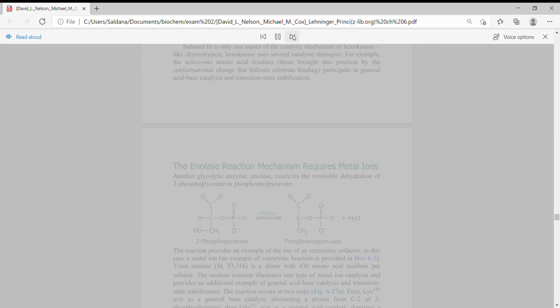Induced fit is only one aspect of the catalytic mechanism of hexokinase. Like chymotrypsin, hexokinase uses several catalytic strategies. For example, the active site amino acid residues, those brought into position by the conformational change that follows substrate binding, participate in general acid-base catalysis and transition state stabilization.